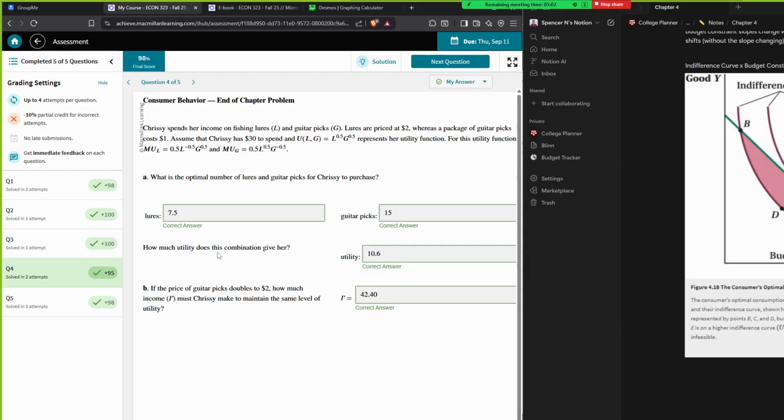She wants to spend the same amount of money on each. She has $30. That means she's going to spend $15 on each. Okay. Guitar picks are $1 each, so she's going to buy 15 guitar picks, and lures are $2 a piece, so she's going to buy 7.5 of those. Okay. How much utility does this combination give her? You just plug it into the utility thing.